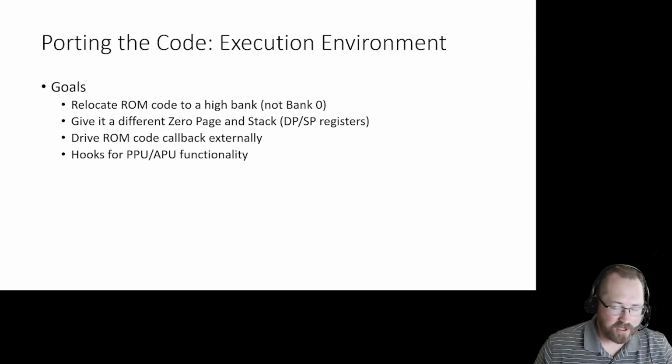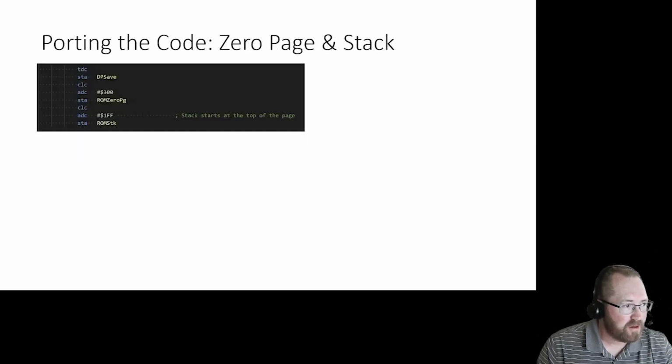But of course the challenge is that 6502 code is going to assume that the zero page is at 0, the stack is at address $100 and up, and so we're just going to have to see if that causes us any problems, and spoiler alert, it did, but we have to deal with that. Then I'll show how I'm driving that ROM code, and then also how I've implemented the hooks to come back into the application. All right, so first step, giving the NES code its own zero page and stack.